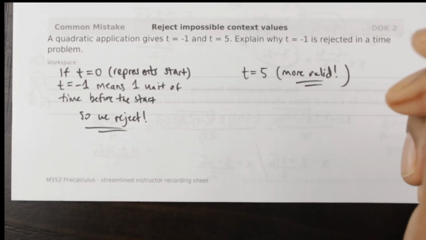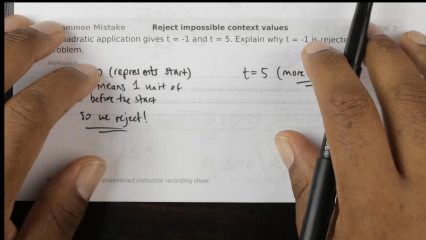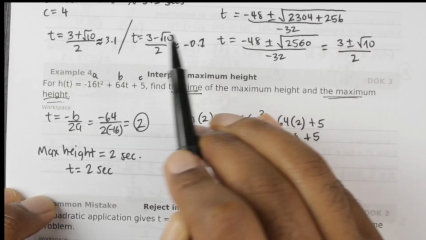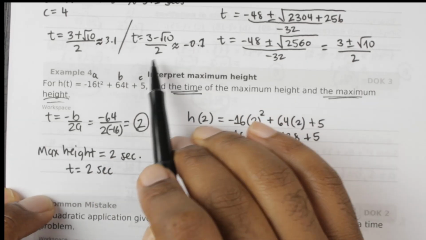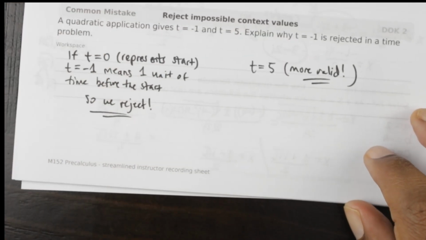T equaling 5 is more valid because quadratic equations may produce two algebraic answers, but applications require us to interpret the answers to make sense. So in the case where we had earlier a negative 0.1 in terms of time and a 3.1 in terms of time, we're going to reject this one and use that one, because that one is the one that makes the most sense.